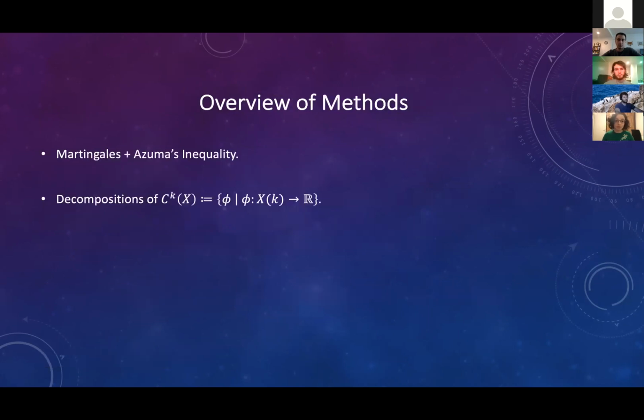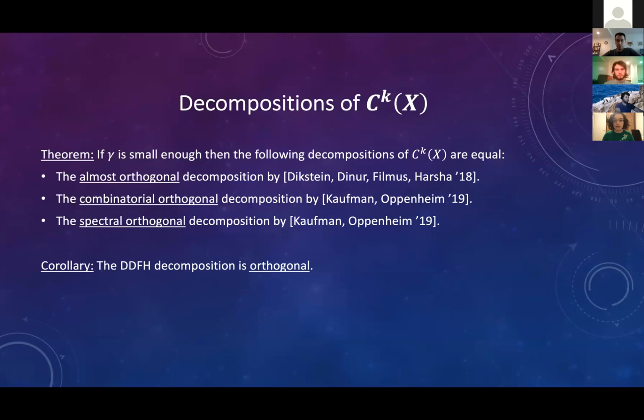Now, some of the methods we use to prove this theorem are martingales and Azuma's inequality, which is like a Chernoff bound for martingales, and the decompositions of C^k(X), where C^k(X) is the space of functions on k-faces. This method of decomposing C^k(X) is actually a useful method for studying high-dimensional expanders in general, and we prove another theorem about three well-known decompositions of C^k(X). We prove that when gamma is small enough, the following three decompositions are equal: the almost orthogonal decomposition by Dikstein, Dinur, Filmus, and Harsha, the combinatorial orthogonal decomposition by Kaufman and Oppenheim, and the spectral orthogonal decomposition by Kaufman and Oppenheim. And as a corollary, when gamma is small enough, the DDFH decomposition is orthogonal.